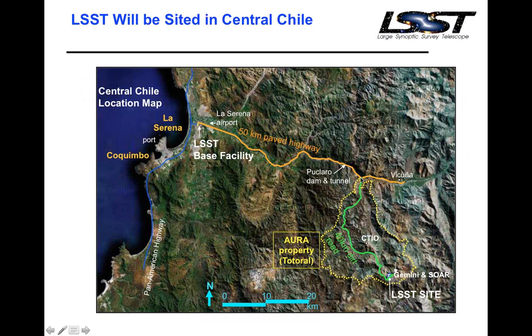And it's only 5 kilometers or so from CTIO, the Cerro Tololo Inter-American Observatory. The nearest city where the base facility will be is La Serena, which is a coastal town in Chile. And so LSST will have a major facility in La Serena and, of course, the summit facility on Cerro Pachon. And as many of you probably are aware, this site is actually owned by AURA, the Associated Universities for Research in Astronomy, which is the prime contractor for the NSF role for LSST in the States.